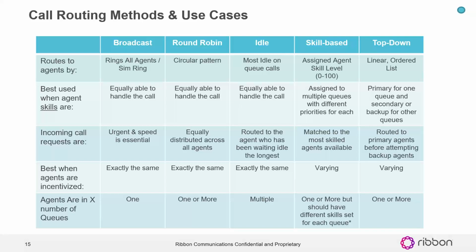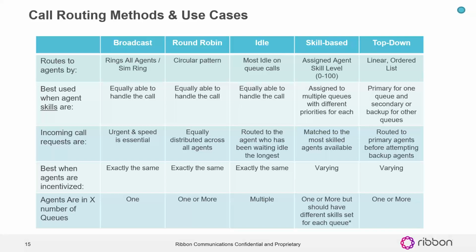Again, idle, looking for the agent with the most idle from the queue, and then skill-based, you're matching based upon their skill, and then the top-down similarly. So if it is really, really urgent, then broadcast might be a better way to get to the right agent there.